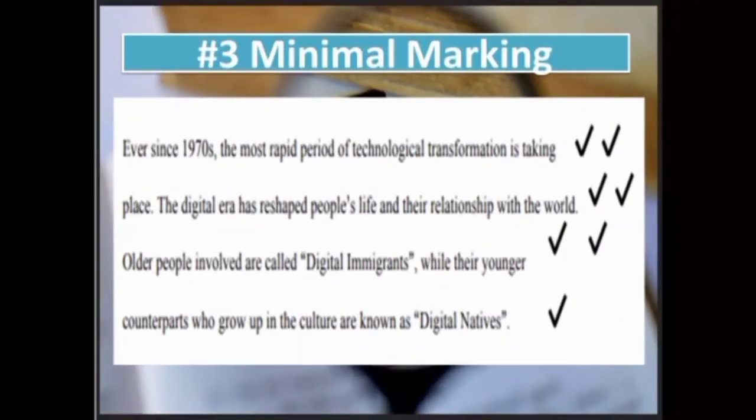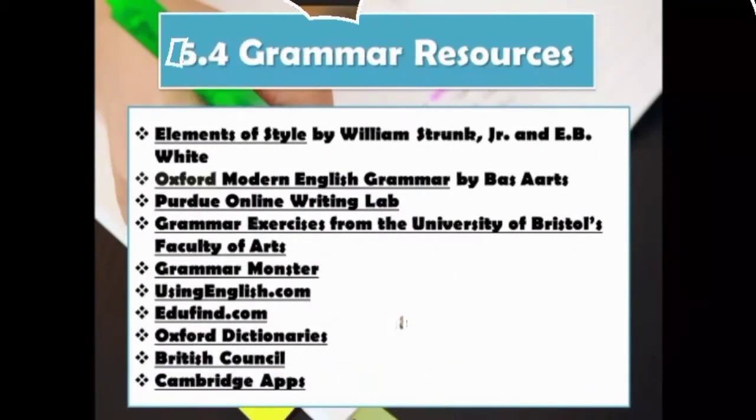Minimal marking. There are various forms of minimal marking, ranging from highlighting or underlining errors without making comments to writing question marks or check marks in the margins to alert students to errors. An important aspect of this approach is to withhold a grade until the revisions are made or offer to raise the grade once the revisions are made. So, here are the examples.